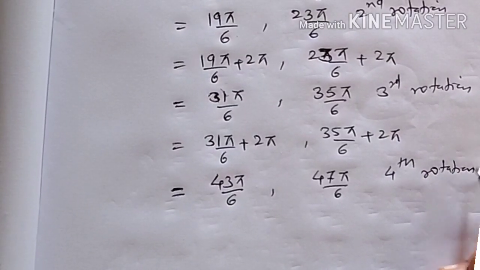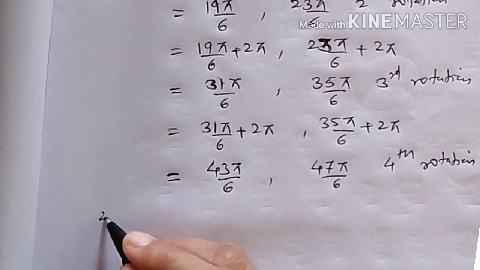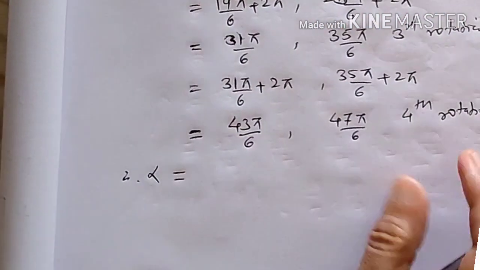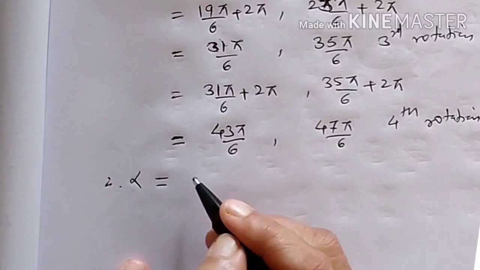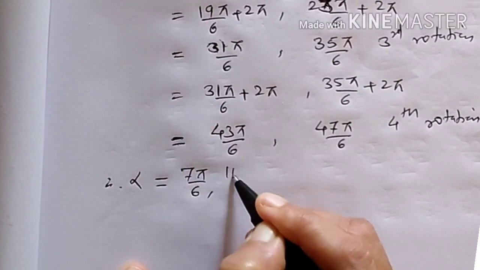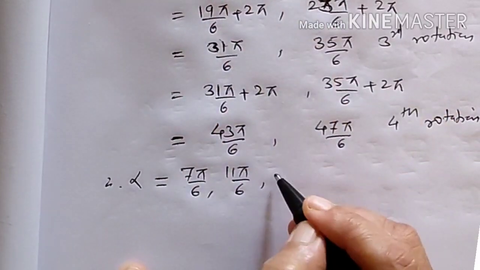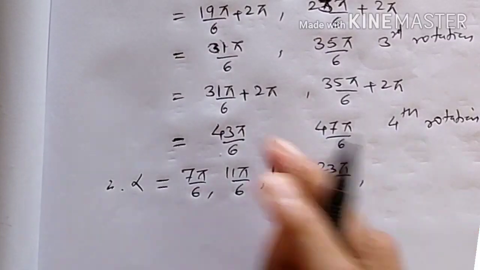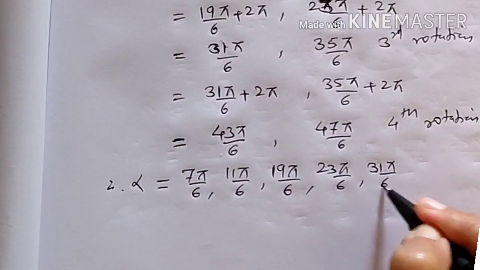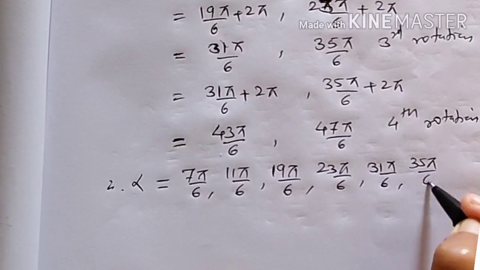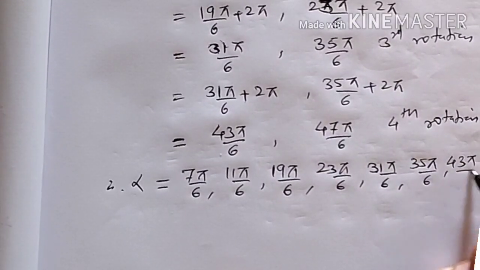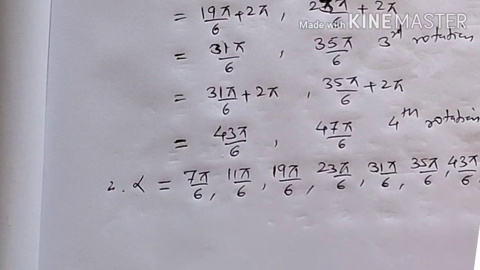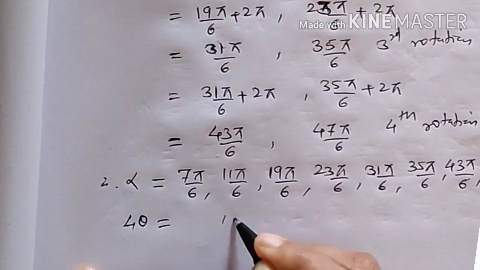So all these are the possible values for alpha. Let's list them. Alpha is equal to 7 pi by 6, 11 pi by 6, 19 pi by 6, 23 pi by 6, 31 pi by 6, 35 pi by 6, 43 pi by 6, 47 pi by 6. These are the possible values for alpha. So 4 theta is equal to all these values.